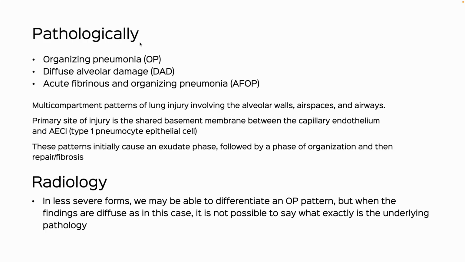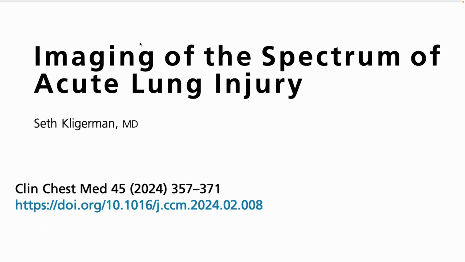Radiologically, if the disease is less severe, we may see an OP pattern. But when the findings are extensive and diffuse, as in this case, we can't really give a label to it. The best thing to probably say is that it's acute lung injury, because the findings really depend upon the degree of injury.